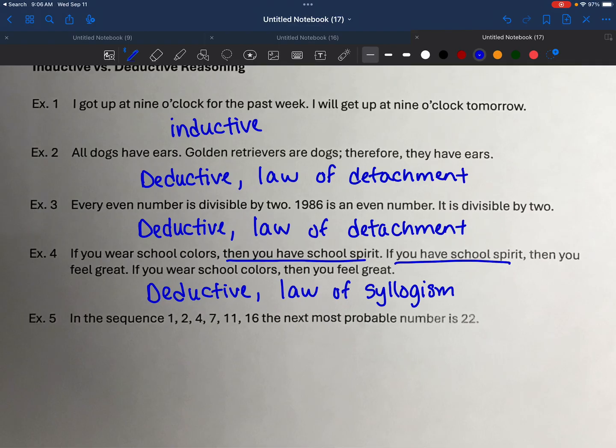All right, last one. In the sequence 1, 2, 4, 7, 11, 16, the next most probable number is 22. Inductive, right? Because we're looking at a pattern. What's our pattern here?